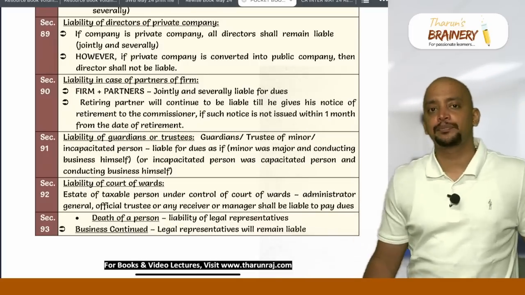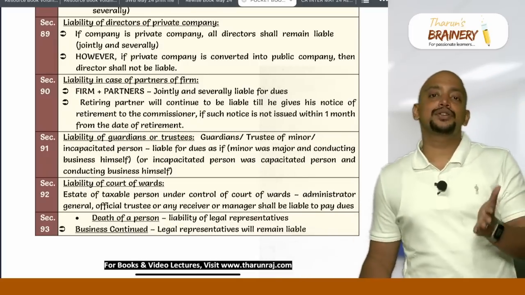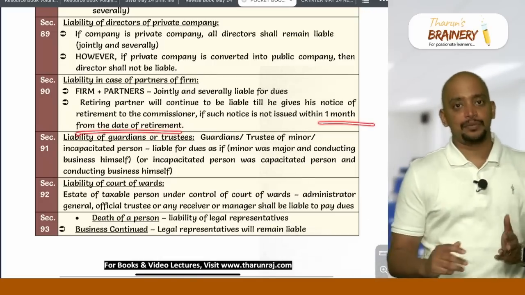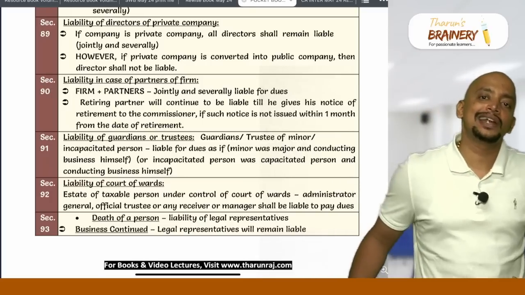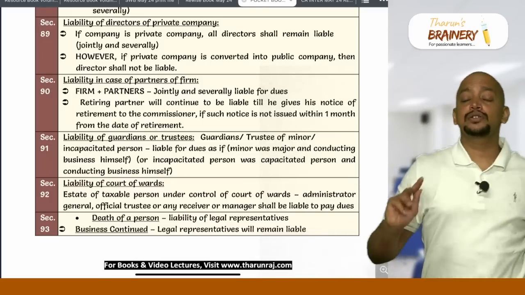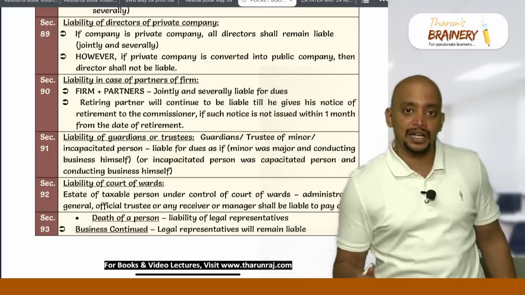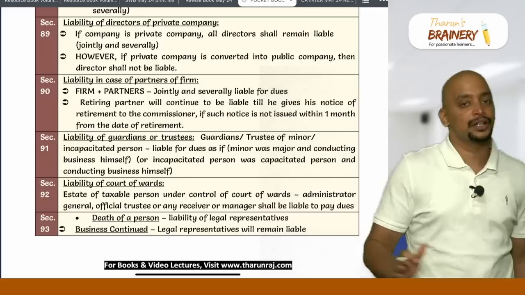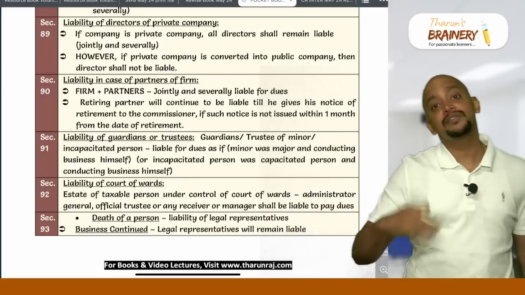What about the retiring partner? If the retiring partner gives a notice of his retirement within 1 month from the date of his retirement, he needs to pay dues till the date of his retirement only. What if he does not give the notice of his retirement within 1 month? Then even after retirement, till the date he gives the notice of his retirement to the commissioner, he will continue to pay the dues even after his retirement.